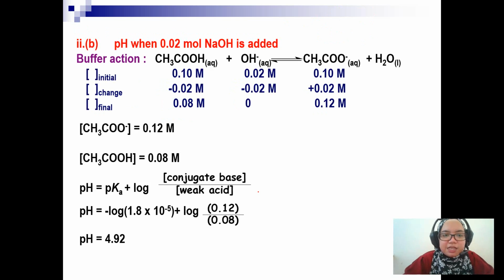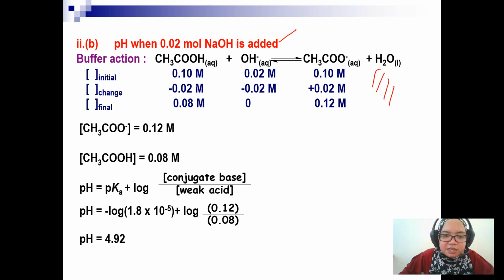Okay. Now, let's see what happens when we add a strong base. The one that will react, that will consume the hydroxide ion from the base, is acetic acid. So, acetic acid reacts with hydroxide ion from the base to form ethanoate ion and water. The water we don't need to include in our table.